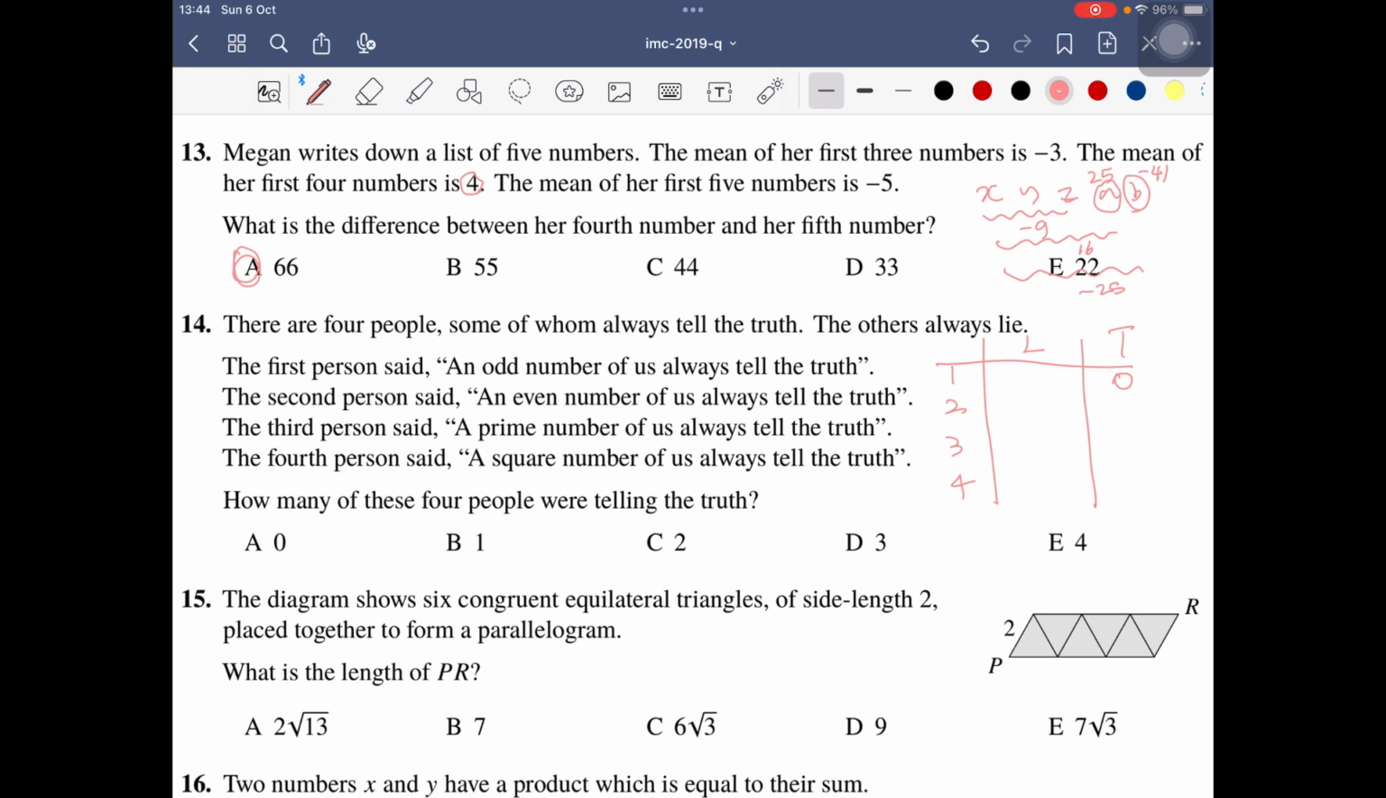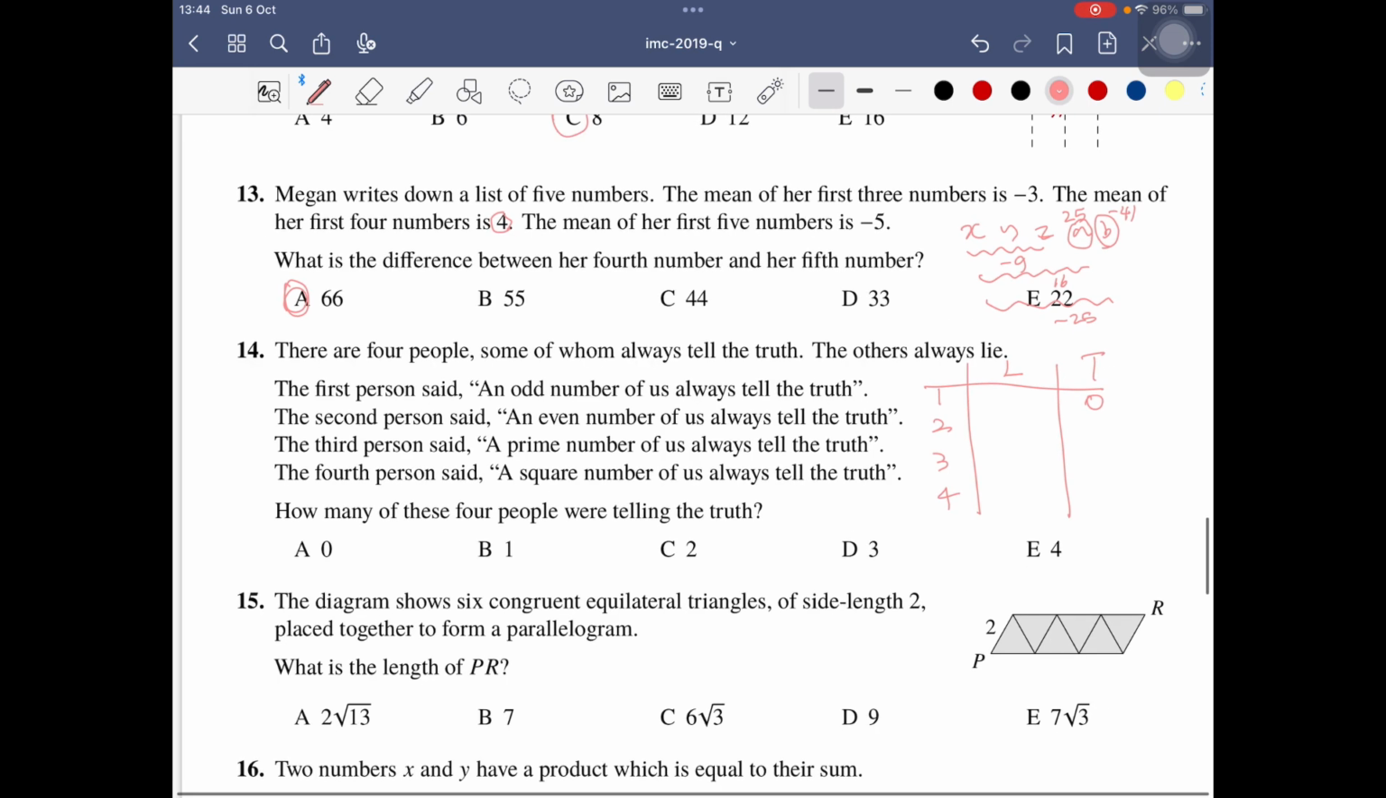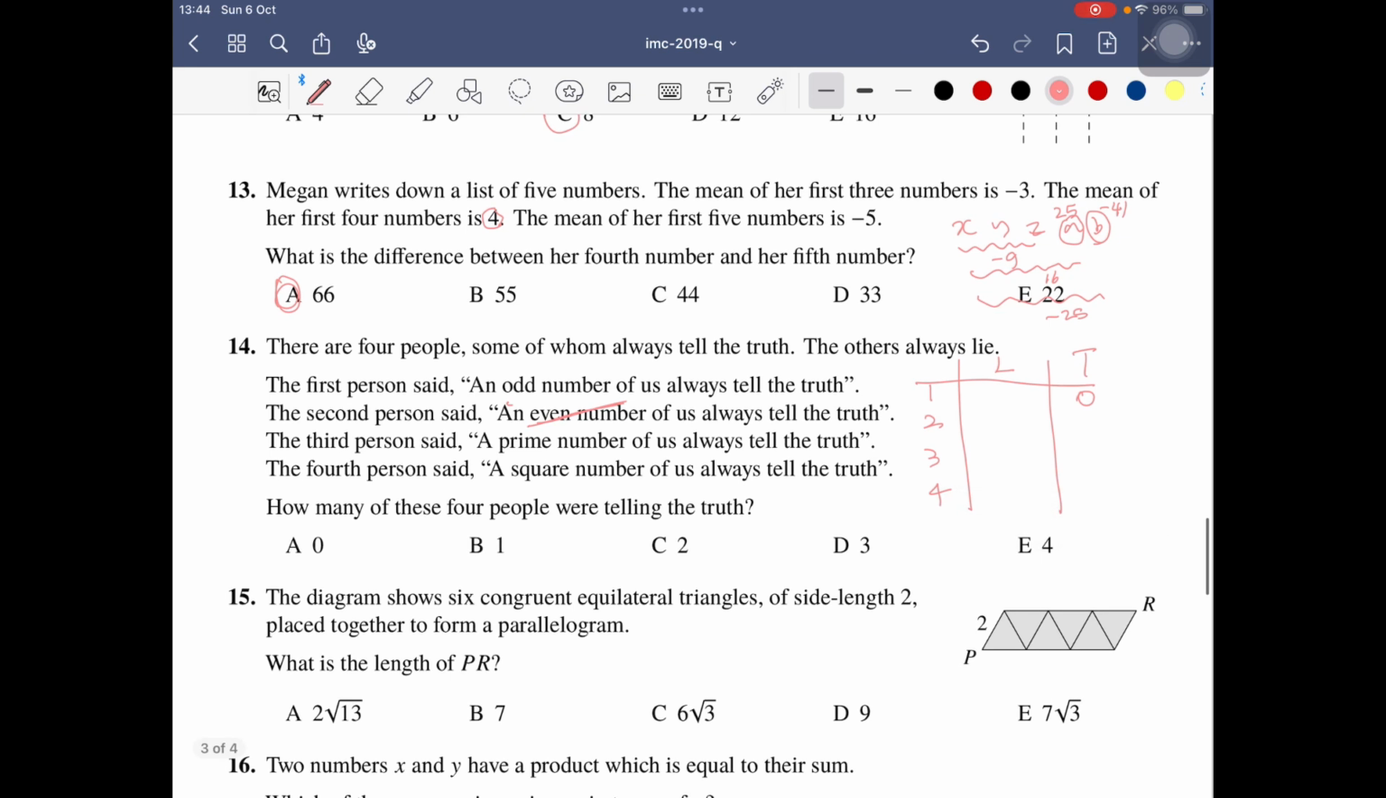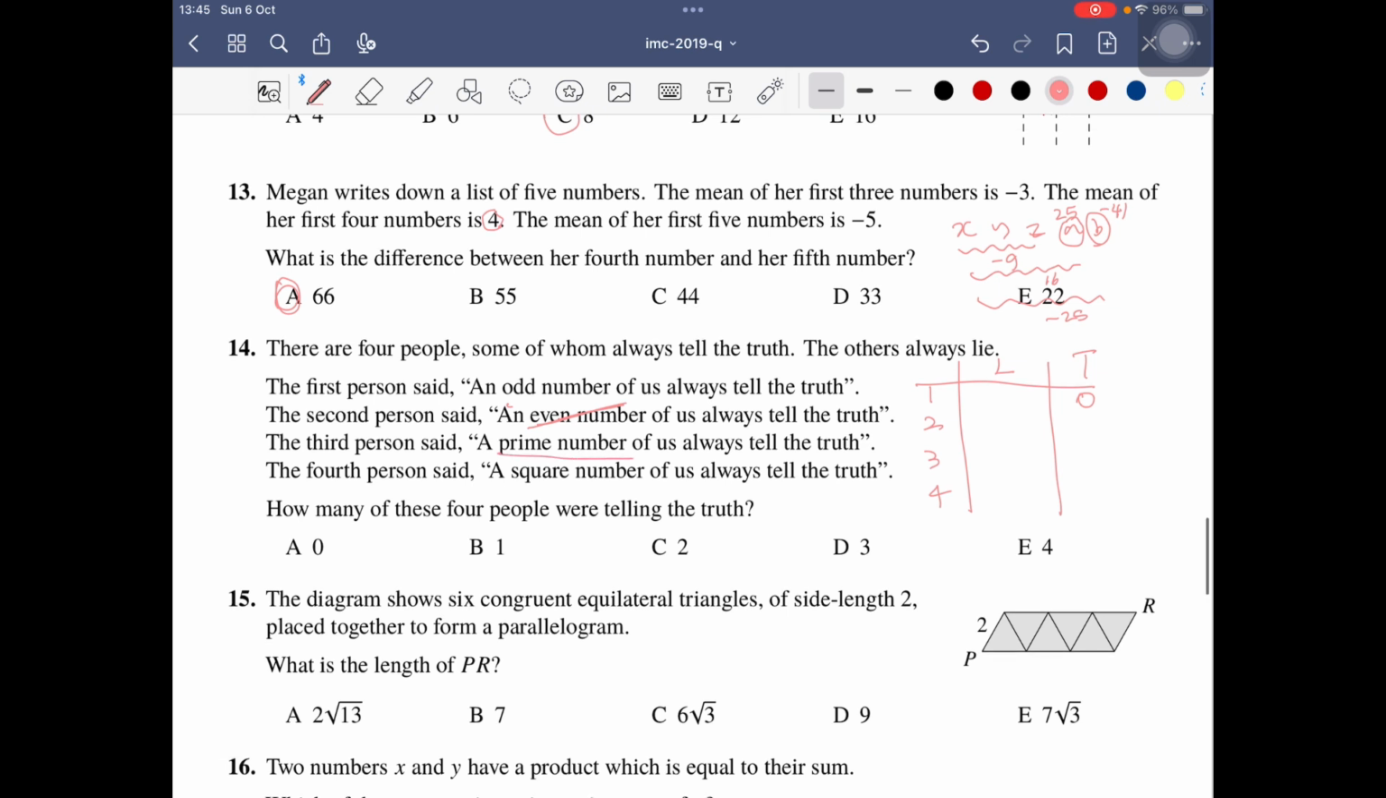Okay. So if the first person tells the truth, then 1 or 3 should tell the truth. So the first one tells the truth, odd number. Then the even number cannot be 1 or 3. So it should be 3, because 1 is not a prime number. But prime number and square number cannot be together. So this is not possible.